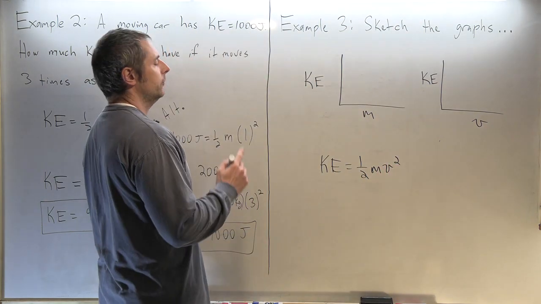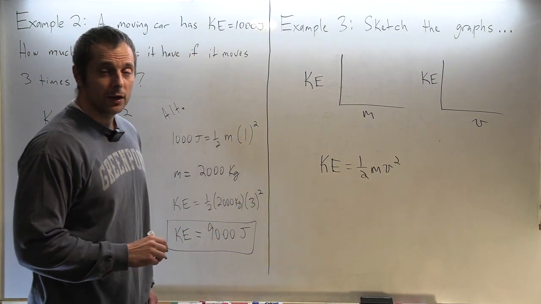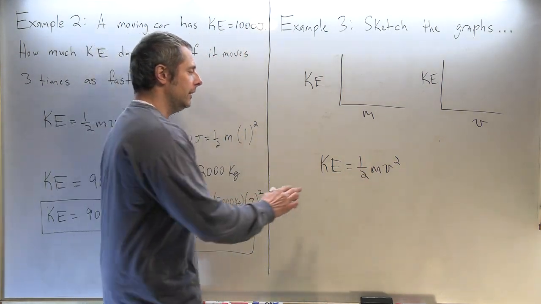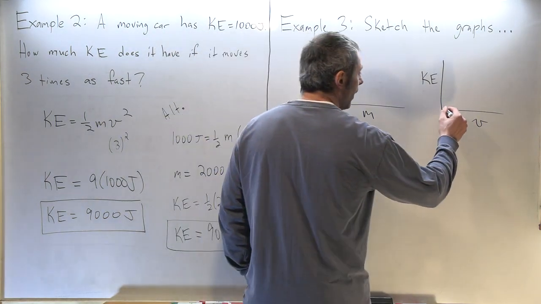Like, for example, the first one we could do is see we got the v squared. That's like x squared. That tells me if I plot kinetic energy versus v, it's a squared pattern or a parabola.